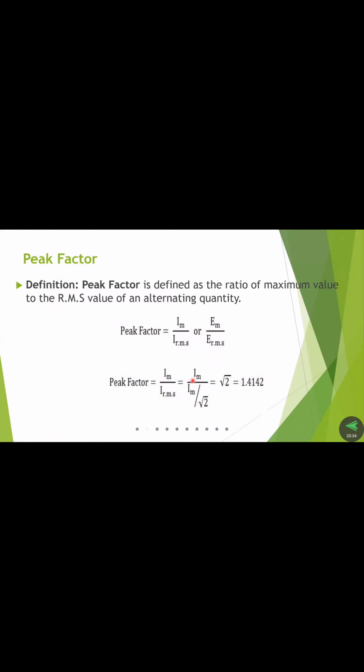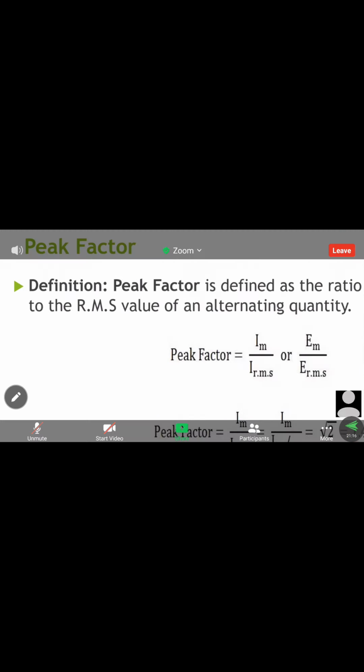Im is a constant, so there is no change, but the RMS value depends upon root 2. So we get Im divided by Im by root 2. Root 2 is in the denominator, so when we rearrange the equation it moves into the numerator, and we get root 2 into Im by Im. Im gets cancelled, so we get the value root 2, that is 1.4142. That is the value we get as the peak factor.